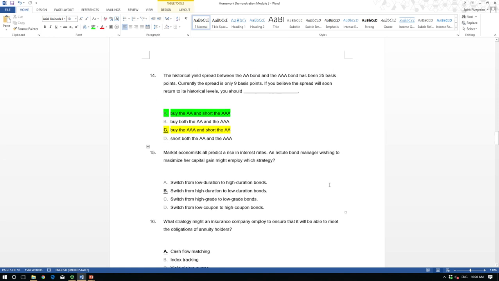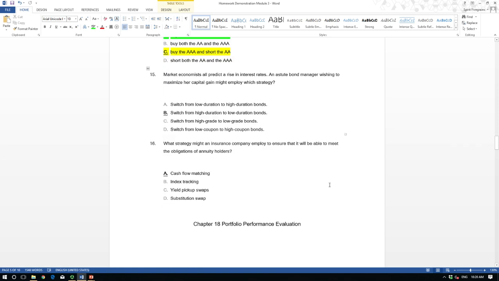Right, for number 14. Number 15. Market economists all predict a rise in interest rates, and a smart bond investor wishing to maximize her capital gain might employ which strategy? Right? So higher interest rate means lower bond price, and you want to minimize the losses on your bond investment by switching from high duration bonds to low duration bonds. So B is the best answer.